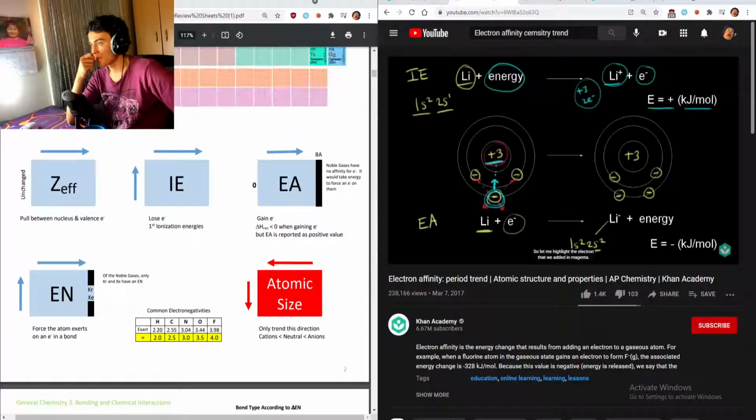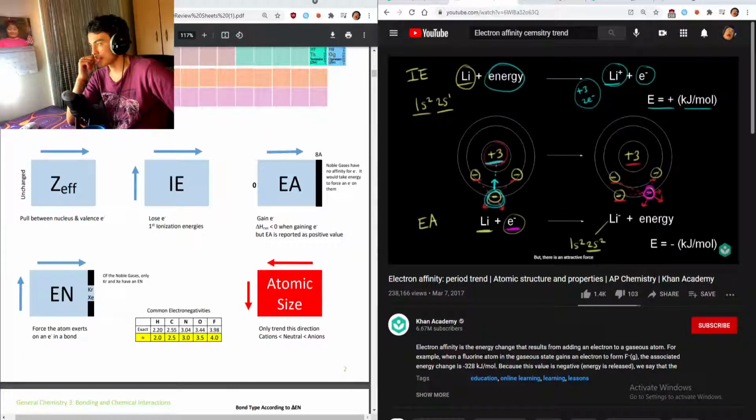So let me highlight the electron that we added in magenta. So this is the electron that we added to a neutral lithium atom. And this electron, we know, is shielded from the full positive 3 charge of the nucleus by our 2 core electrons in here, right? So like charges repel. It's also going to be repelled a little bit by this electron that's also in the 2s orbital. So this electron is going to repel this one as well.